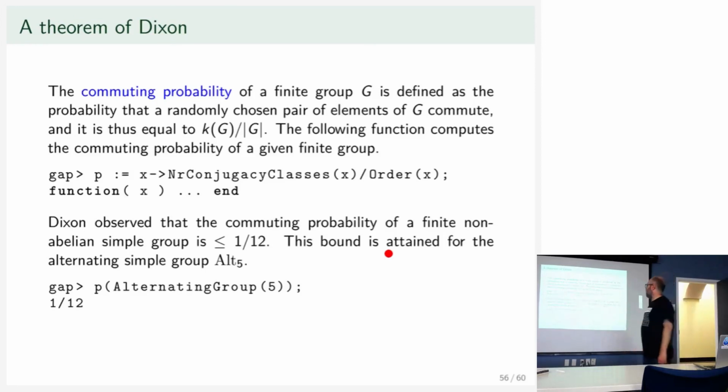So Dixon observed that the commuting probability of a finite non-abelian simple group is always less than or equal to 1/2. His proof is not very hard, but it's based on the classification theorem that you can find in the Gorenstein book. But I'm going to present a different proof, using that for all simple groups. First of all, the bound is sharp, because this is precisely what you get in the alternating group on 5 letters.